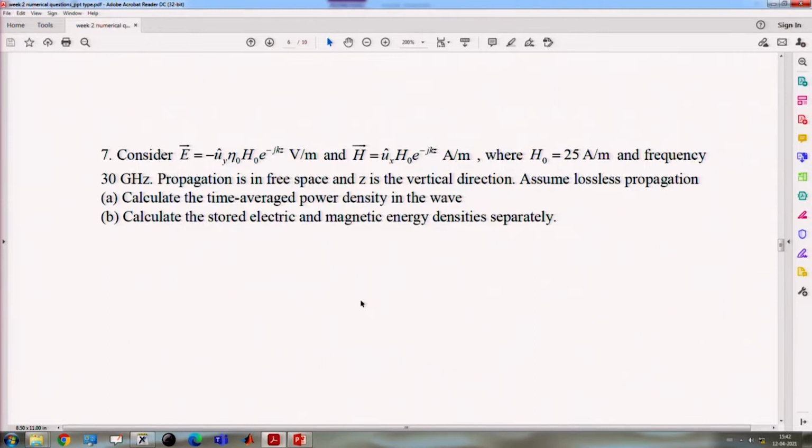That means, electric field has the direction minus u_y, magnetic field has direction u_x, and z is the direction of propagation, that will be the E cross H direction. Assume lossless propagation. Calculate the time average power density in the wave. In the next part, calculate the stored electric and magnetic energy density separately. So, let us do the solution.